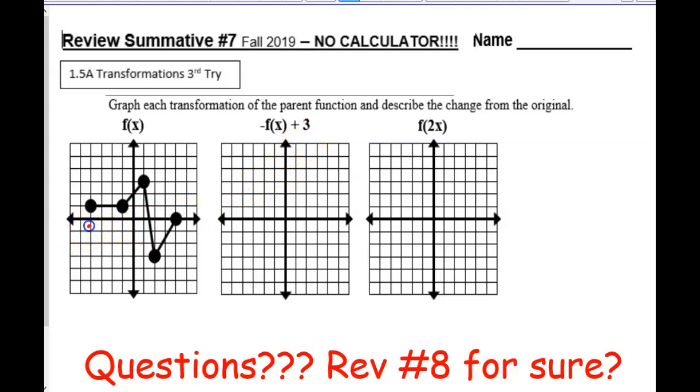I'm going to draw it reflected over here. It's not sketching well for me. This point would reflect down here. This point would reflect up here. And this point would stay right there. So there's the reflected version. Now what am I supposed to do to it? Move it up 3. And I don't care if you have to draw it twice on your paper.